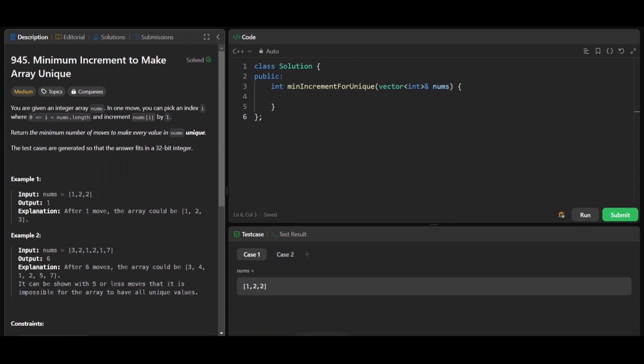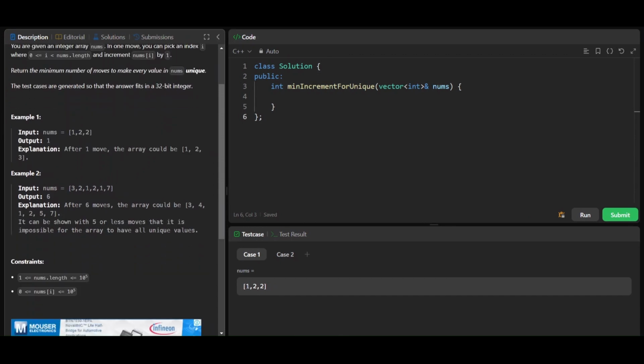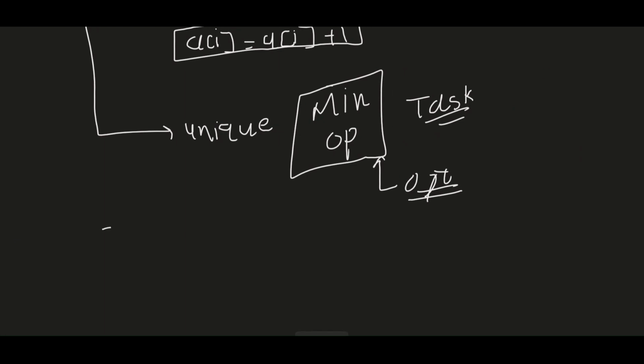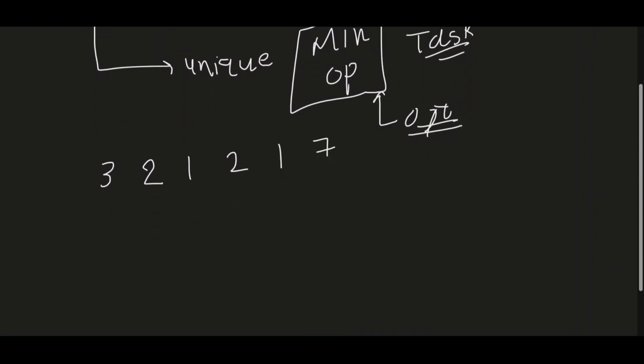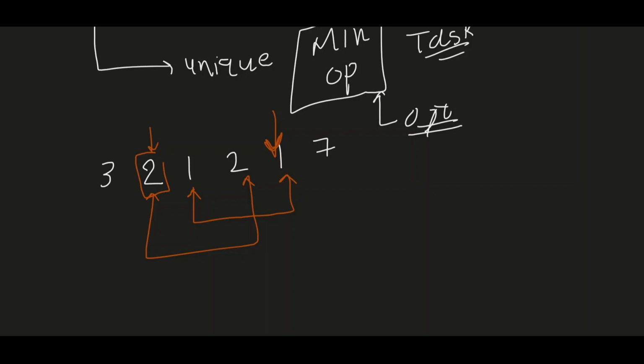So let us say the second test case is 3 2 1 2 1 7. So this is the array given. Now you can see that there are some duplicate elements. There is a 1 which is duplicated, and there is a 2 which is duplicated here. So we have to increase or change these elements so that my array becomes unique. You have to change the duplicate elements so that every element becomes unique.